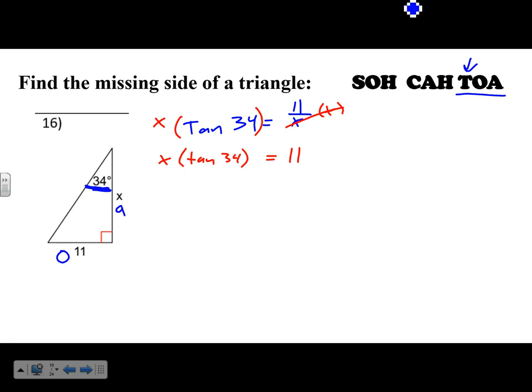Now we need to get rid of the tangent of 34. And again, this is the hard part for some people to grasp. The tangent of 34 is just a number, just like it was 10 or 13 or 6 or whatever. So if I had 6 times x, how would I get rid of that 6? You divide. Well, that's the same thing. We just divide by tangent of 34.